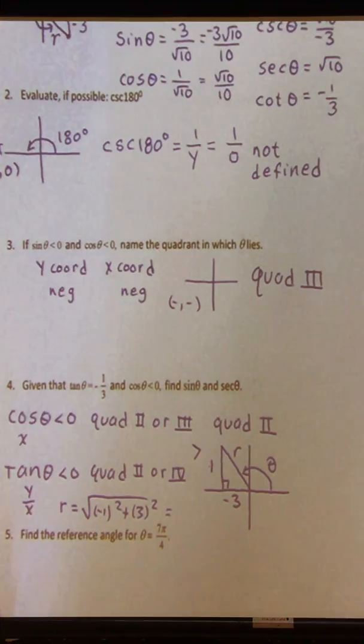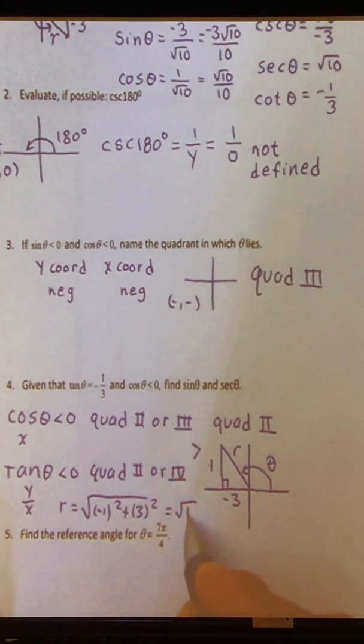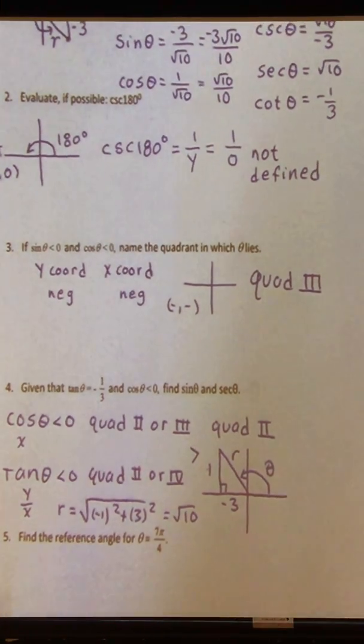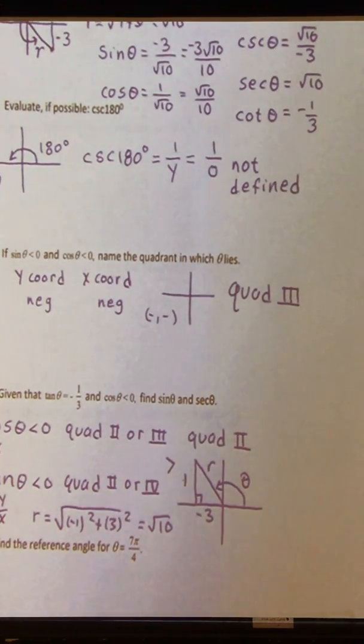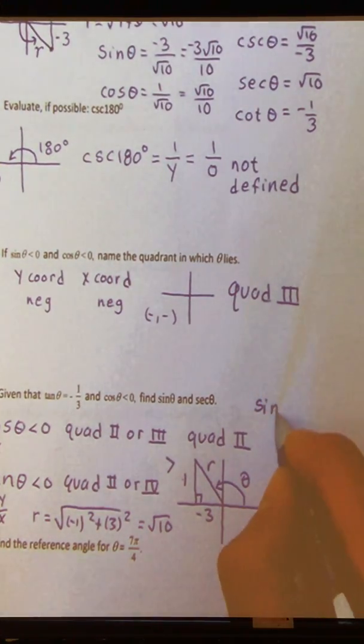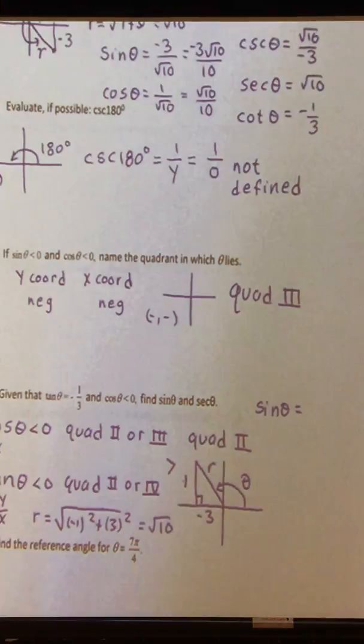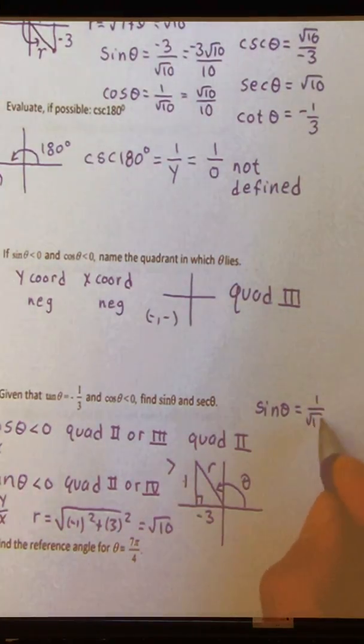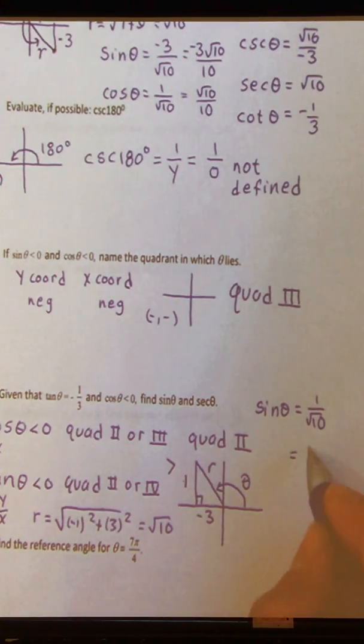And that should look familiar. We get root 10 again, as we did in a previous problem. So now we'll get the value of the sine. The sine of the angle is the opposite length 1 divided by the hypotenuse root 10. So that will give us a sine value of root 10 over 10.